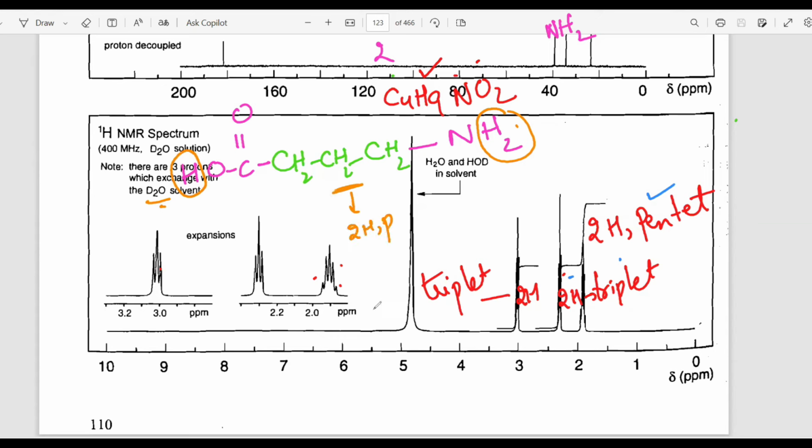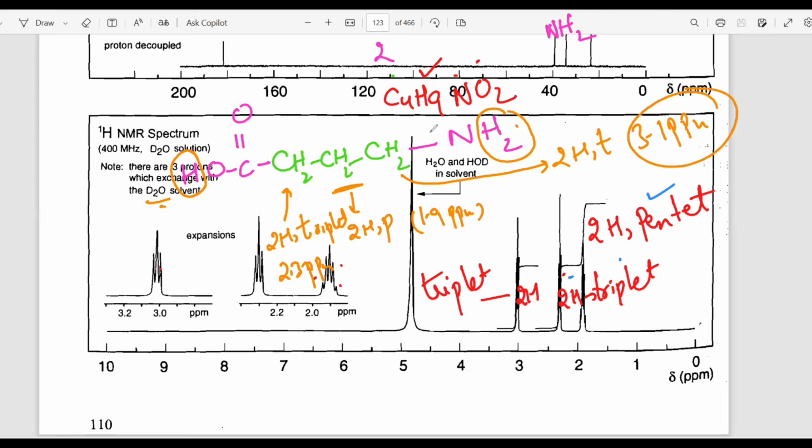You can see, this is a 2 proton pentet. Its ppm is written, it's around 1.9 ppm. What about this signal? CH2. This is a 2 proton triplet, and it is going to appear around 2.2 to 2.3 ppm. While this 2 proton triplet will appear at higher chemical shift because the CH2 is directly connected with nitrogen. Nitrogen is a heteroatom, so it will appear around 3.1 ppm. So that's the structure of this unknown compound.